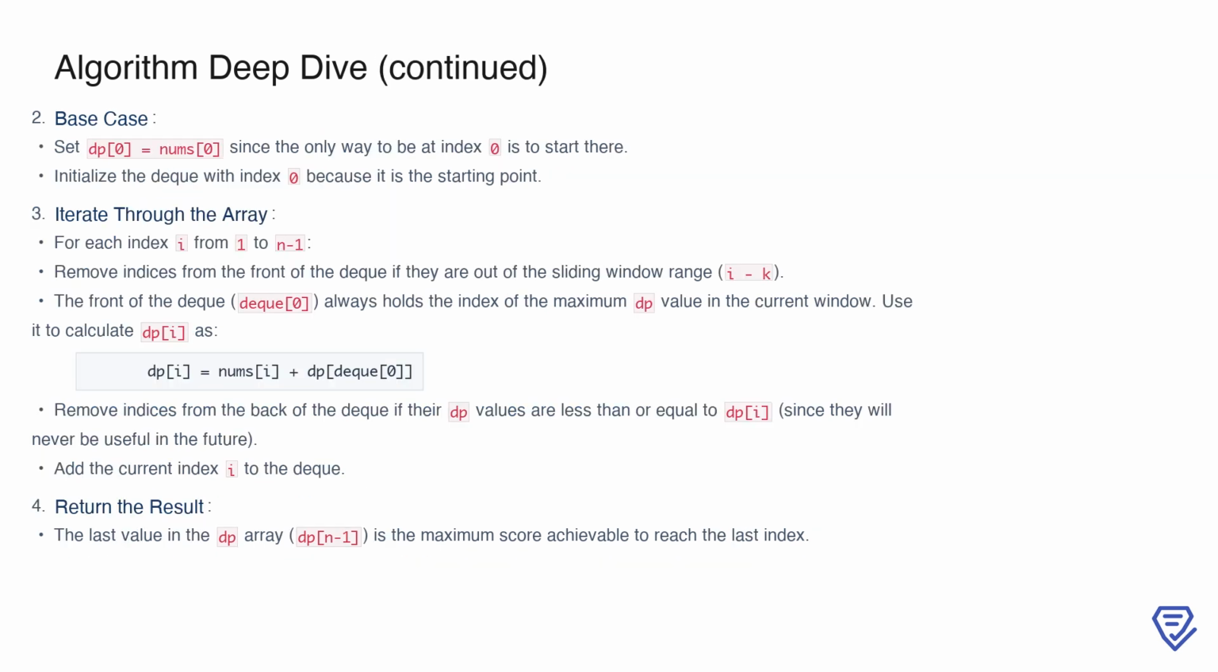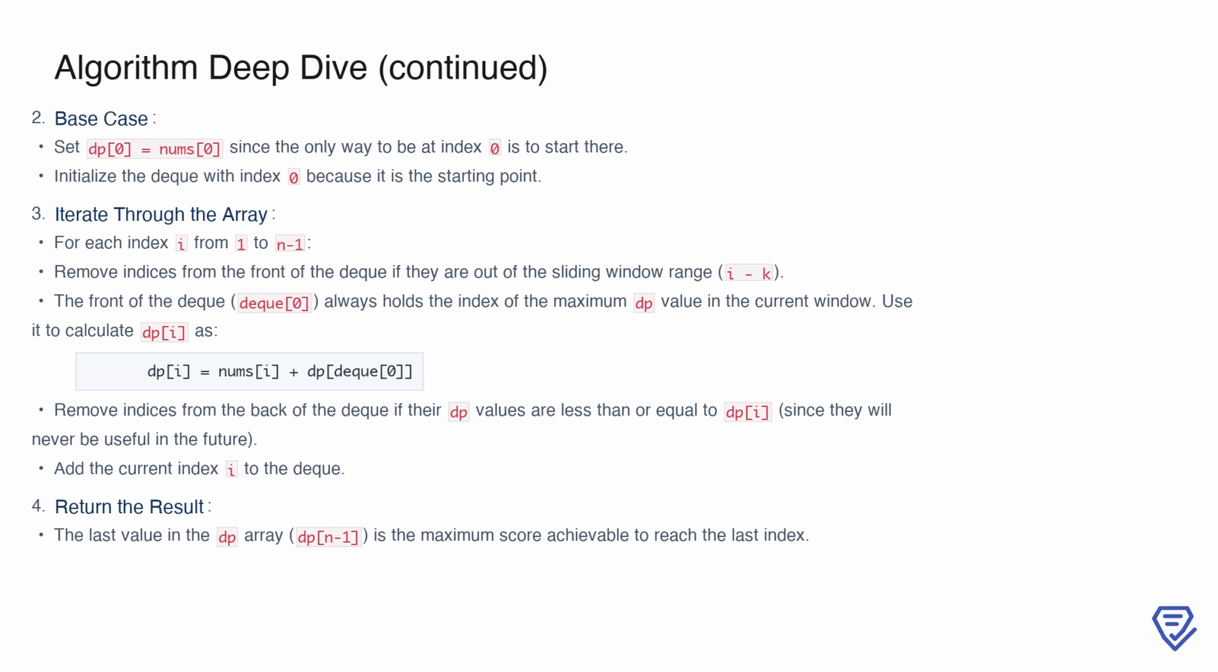We begin by setting up the base case. Since we start at the first index, the maximum score at index 0 is simply the value at nums[0]. Thus, we initialize dp[0] equals nums[0]. The deque is also initialized with the index 0, as it represents the starting point. From here, we loop through the array starting at index 1.